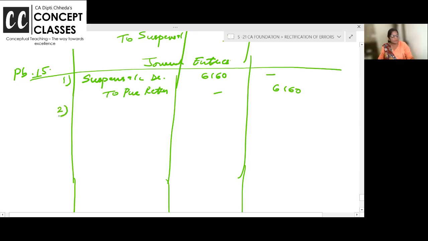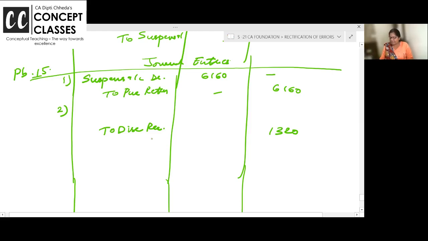Second one. Discount received 1320 has been debited to discount allowed. Okay. So this is now a both-side mistake. So this is discount received. So discount received should be credited to discount received. Now you have not done, now you do it. See, it's absolutely okay in the exam if you are comfortable writing the credit side first.